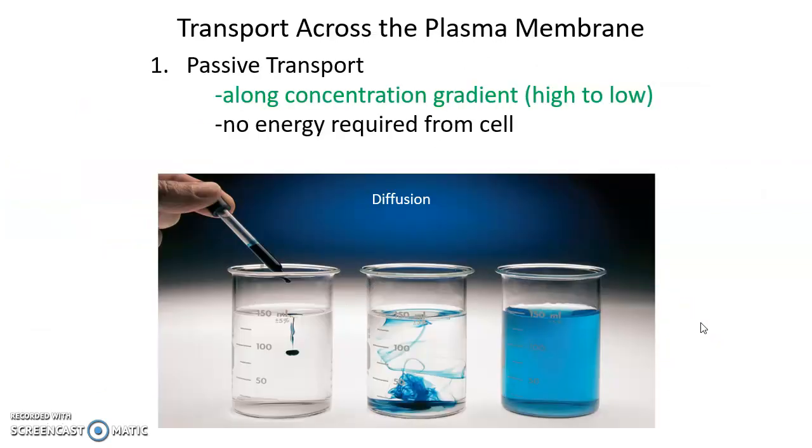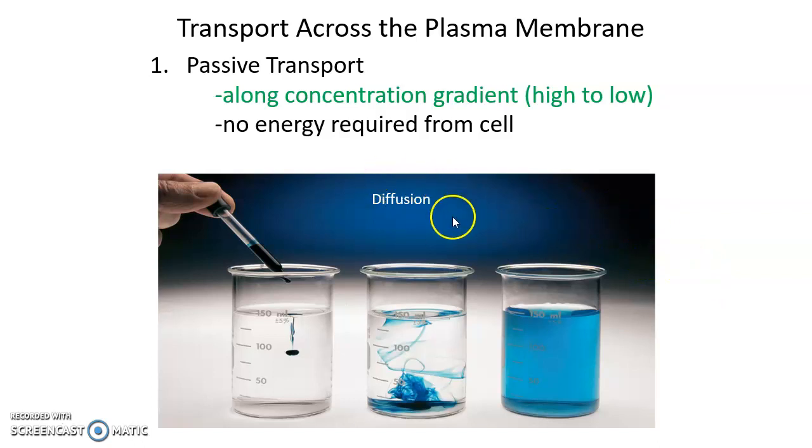All right, so things moving across the plasma membrane. They do this by a variety of methods. First method being passive transport. Passive transport is where materials move along their concentration gradient, so going from where there's a high amount of them to where there's a low amount, and it does not require any energy from the cell, which is awesome. It means it's free. The cell doesn't have to work to get things to move from high concentration to low.